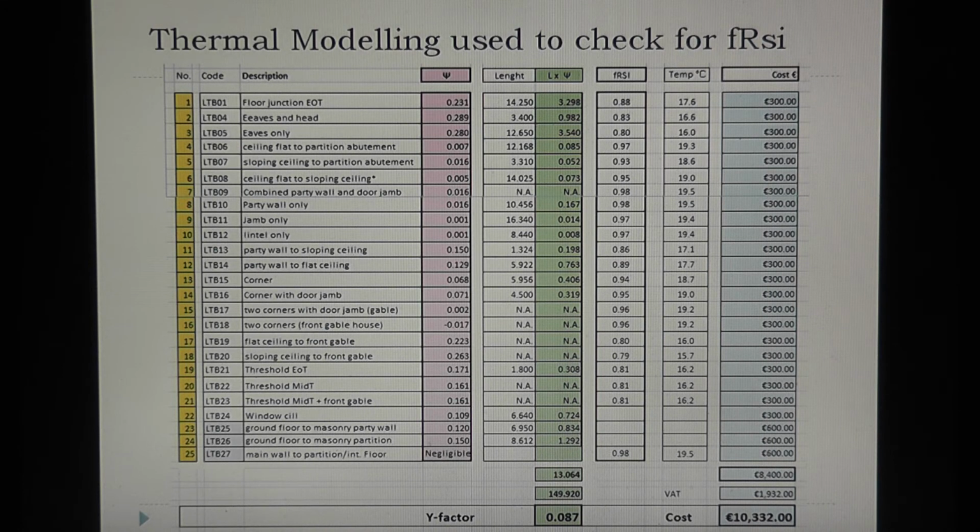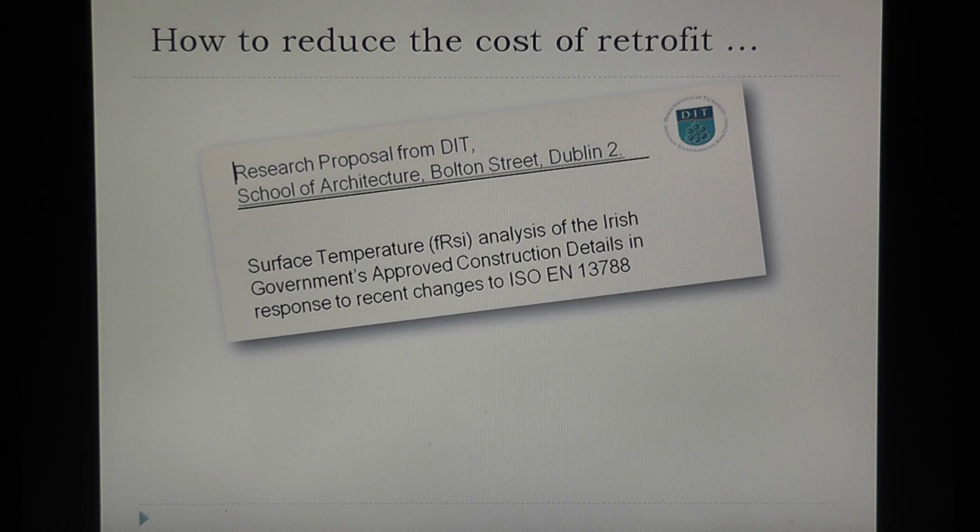So altogether, the cost of modelling those junctions comes in at €8,400. The minister's share of that in VAT is nearly €2,000. So the overall cost of doing an FRSI check on this two-story, two-bed house is €10,332, which is significantly more than the external wall insulation cost.